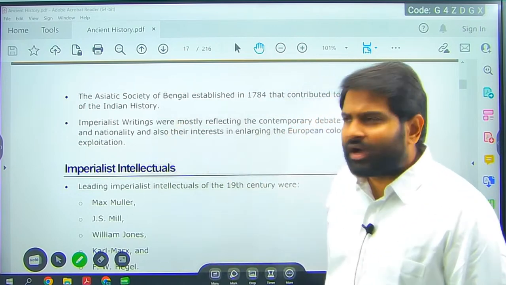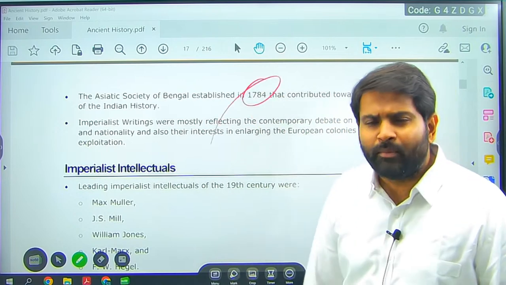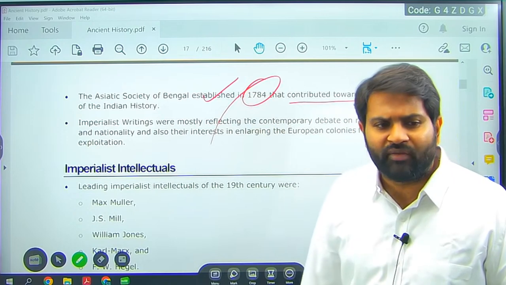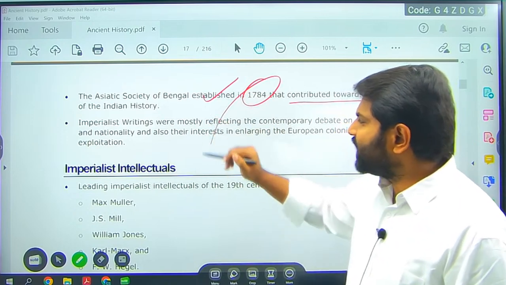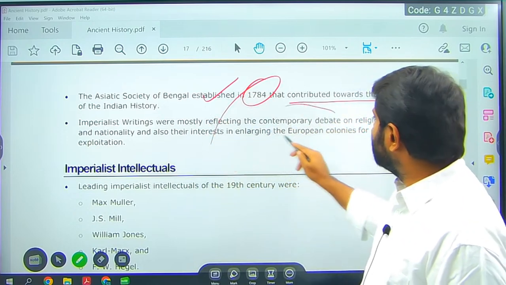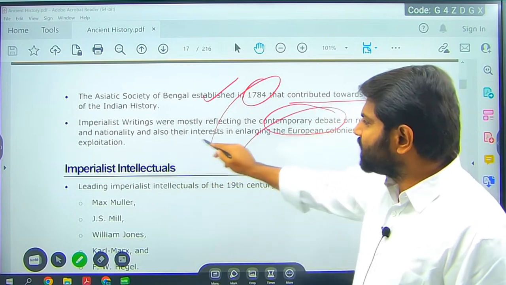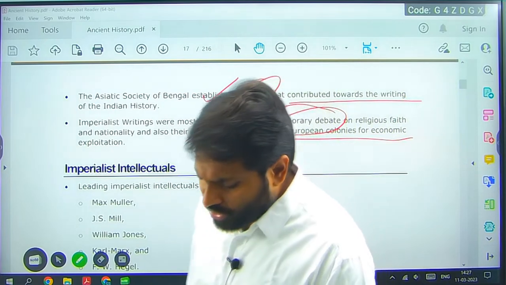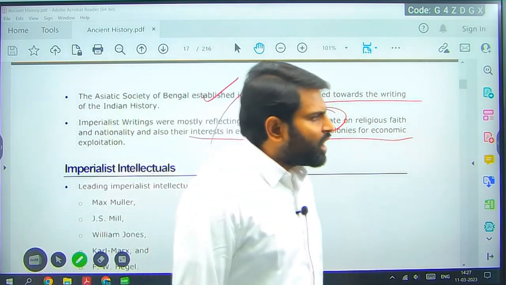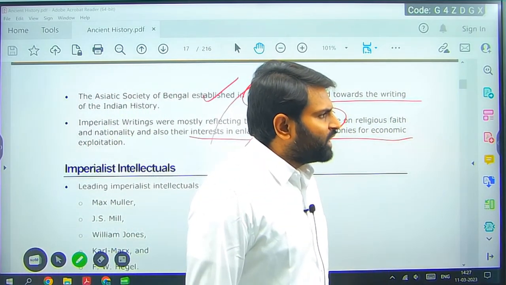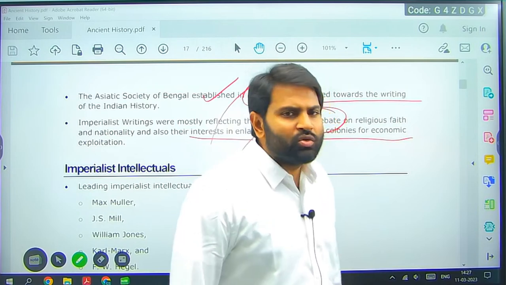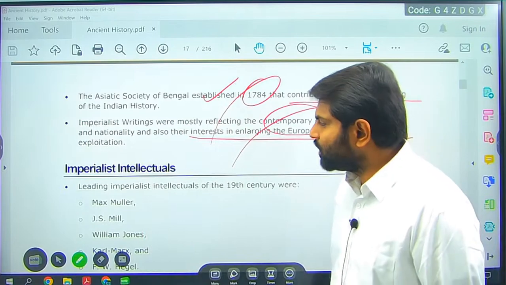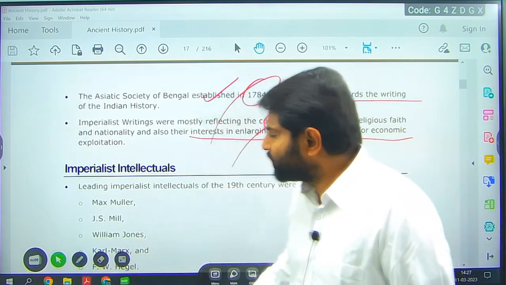Asiatic Society of Bengal, established in 1784, one of the important MCQs here. The Asiatic Society contributed towards the writing of Indian history. Imperialistic writings mostly reflected the contemporary debate about religious faith and nationality, and their interest in enlarging European colonies and economic exploitation. So their intention is to enlarge their area, increasing the size of those colonies and economically benefit from the exploitation.